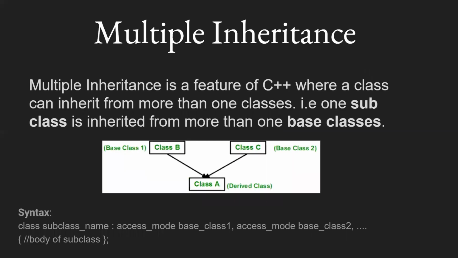Next is multiple inheritance. Multiple inheritance is a feature of C++ where a class can inherit from more than one class. That is, one subclass is inherited from more than one base class. In the image, we have two base classes named class B and class C, for which we have a single derived class, class A. Here is the syntax of multiple inheritance.